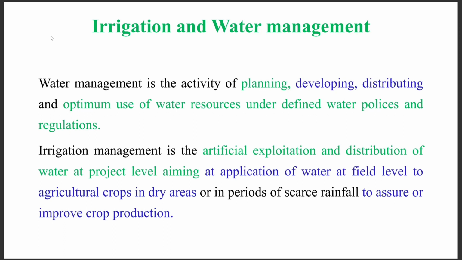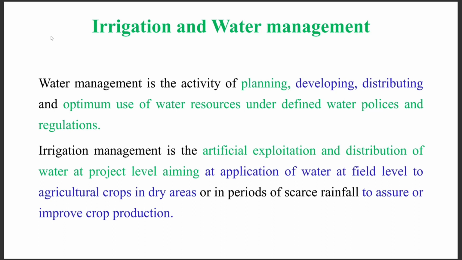So mainly irrigation management, it is the artificial exploitation and distribution of water at a project level, aiming at application of water at field level to agricultural crops in dry season or in periods of scarce rainfall to assure or improve crop production. Mainly irrigations that are given by artificial means, that are provided from submersible or by cutting by pump machines and the tubes.